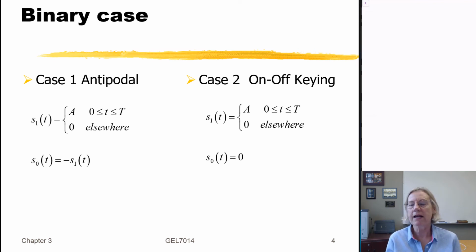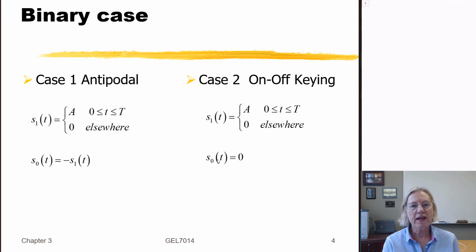In both cases, they're binary. And we would like to compare the performance of these two. And how are we going to do that? We're going to use signal space analysis in order to find whether the performance is better for one or the other, or is it comparable? What's the difference? So how do we do that?